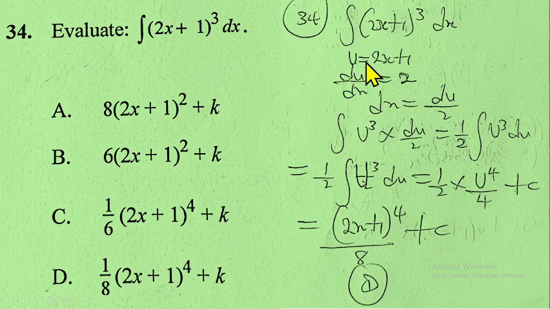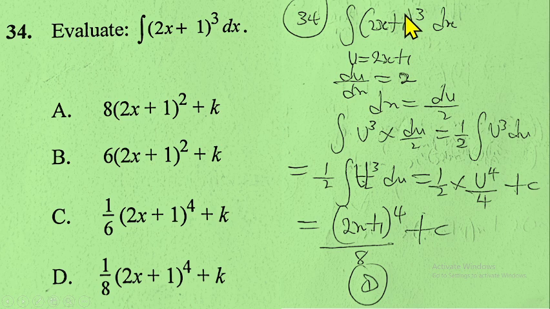When I call it u, I have u is equal to 2x plus 1. So we can differentiate u with respect to x. That means I have du/dx equals 2. From there, I can make dx the subject of the formula because of this dx here. So if I make dx the subject of the formula, I'll have dx equals du over 2.